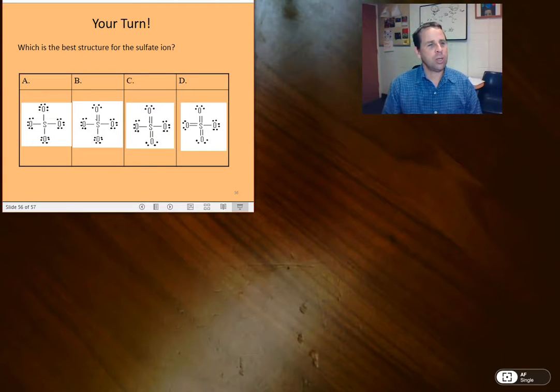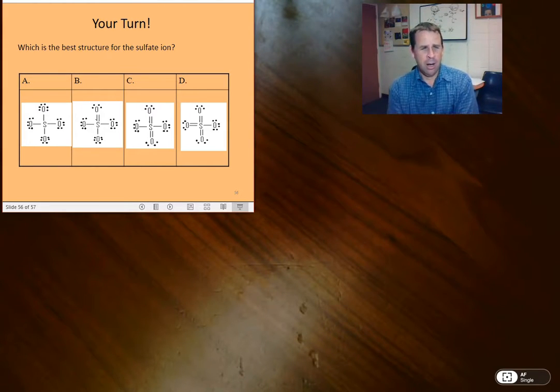All right, so here's an example for you. Which of the compounds shown here, A, B, C, or D, is the best structure for the sulfate ion? All right, so take a few moments, take 2 minutes, try to find out what the best structure is for the sulfate ion. Push pause and go and do it.